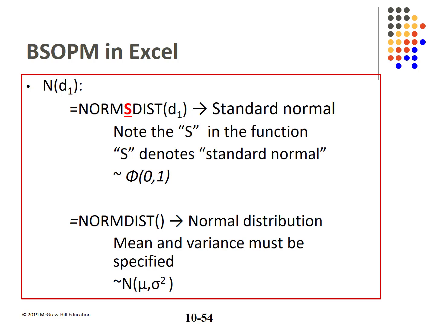Note that there are two normal Excel functions. NORM.S.DIST designates the standard normal function, where the mean is 0 and the variance is 1. NORM.DIST, without the S, is the normal distribution, which requires that the mean and variance be specified.